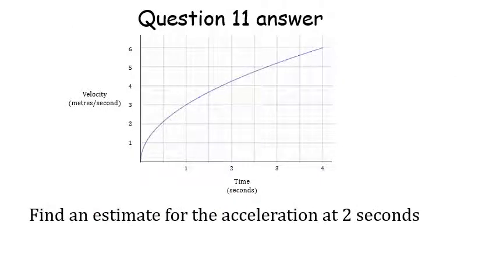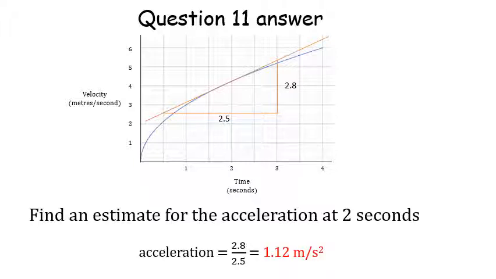Question 11. In order to find an estimate for the acceleration at 2 seconds, you need to start by drawing a tangent at that point on the curve. You can then make a right-angled triangle out of 2 coordinates on that tangent and then use the formula. In this case, we get acceleration equals 1.12 metres per second squared. You might have a very slightly different answer, but that's okay.